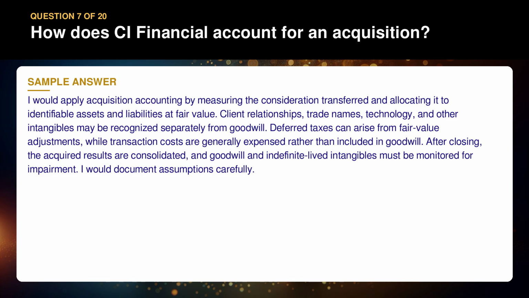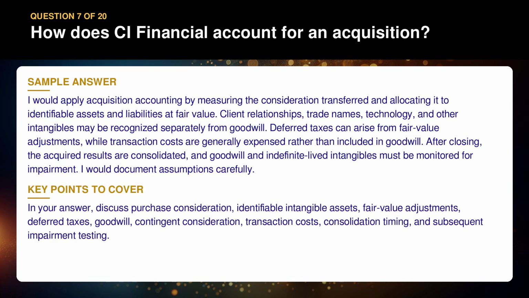After closing, the acquired results are consolidated, and goodwill and indefinite-lived intangibles must be monitored for impairment. I would document assumptions carefully. In your answer, discuss purchase consideration, identifiable intangible assets, fair value adjustments, deferred taxes, goodwill, contingent consideration, transaction costs, consolidation timing, and subsequent impairment testing.